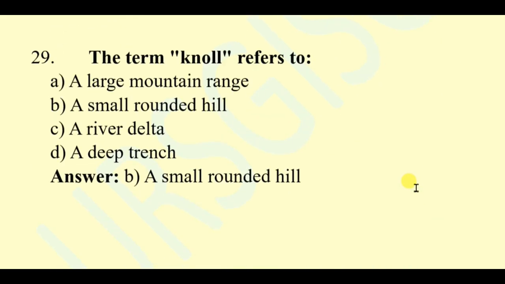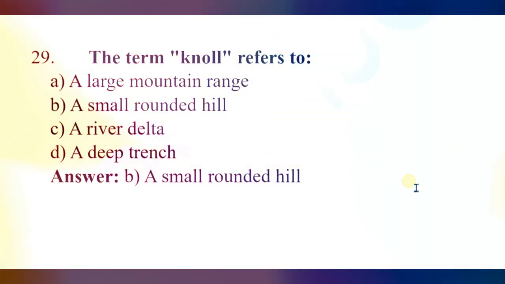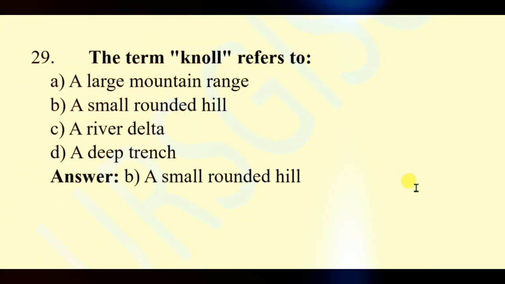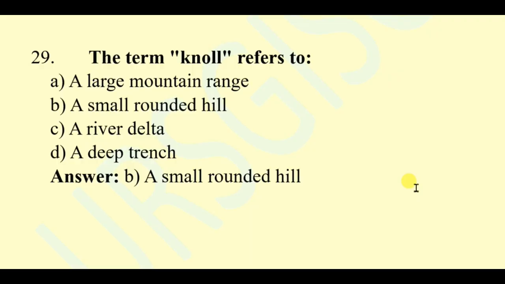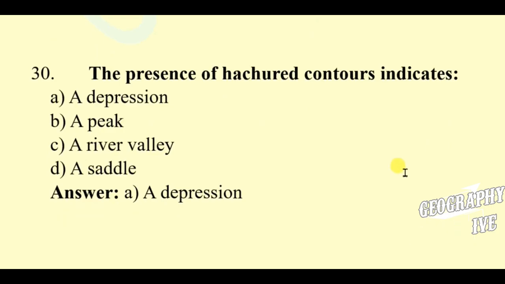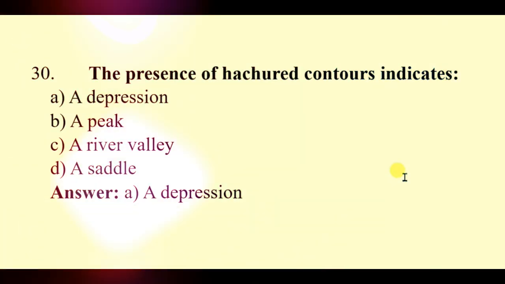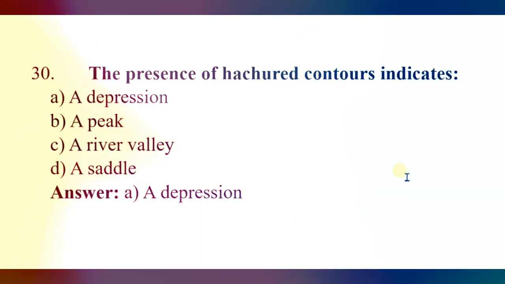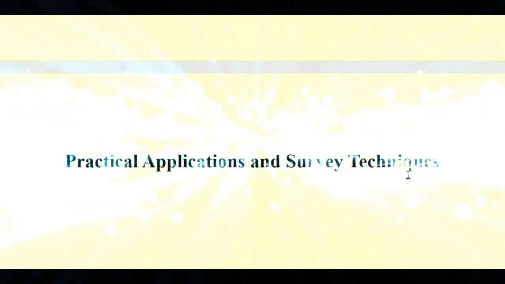Question 29. The term knoll refers to a large mountain range, a small rounded hill, a river delta, a deep range. Here the right answer will be a small rounded hill. Question 30. The presence of hachure contours indicates a depression, a peak, a river valley, a saddle. Here the right answer will be a depression.